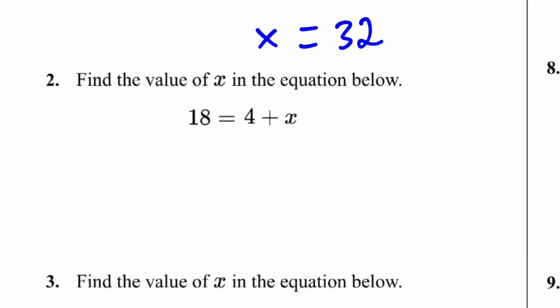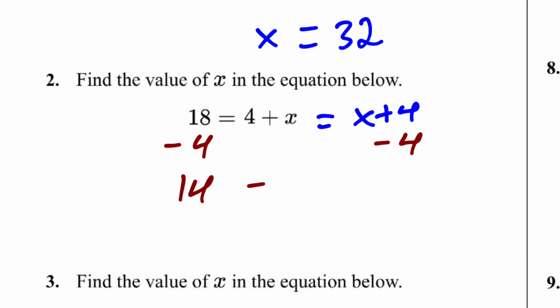Even though it says 4 plus x, that's the same thing as x plus 4. So to undo that addition, we're going to do minus 4 on both sides. And this gives me 14 is equal to x. Notice if I plug in 18 is equal to 4 plus 14, that's a true statement.